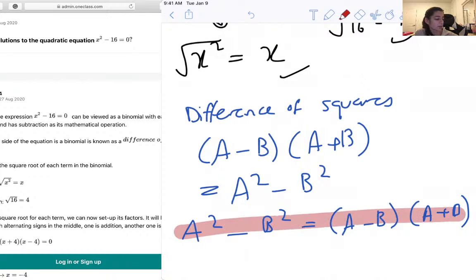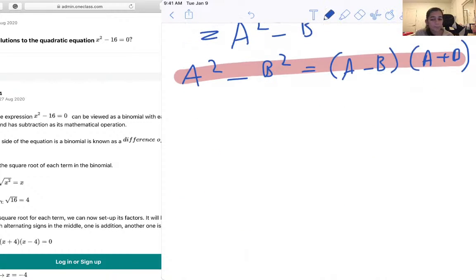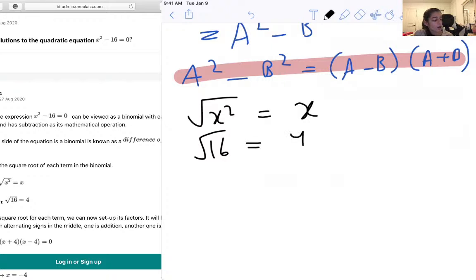This one right here. So I'm going to use that. Our x was x squared. When you square, you get x, and 16 when you square it, you get 4. So our first term is going to be x for our first bracket, and you can either put minus or plus, it doesn't really matter. And our second term would be 4 for our first bracket.